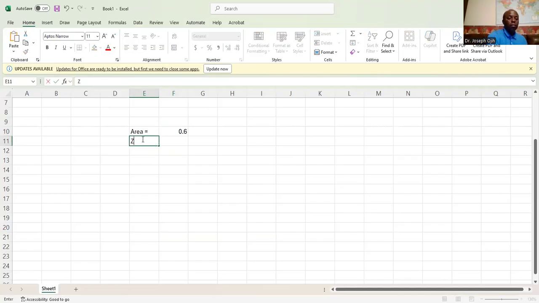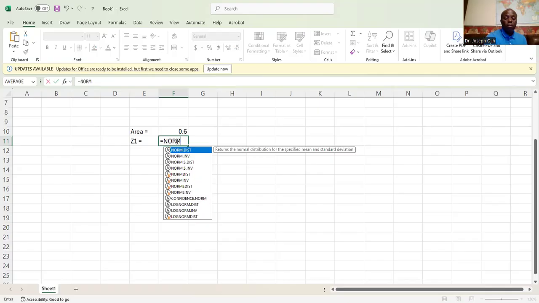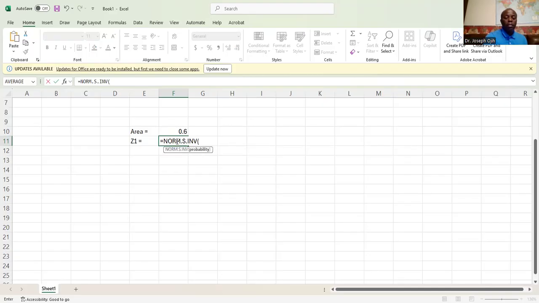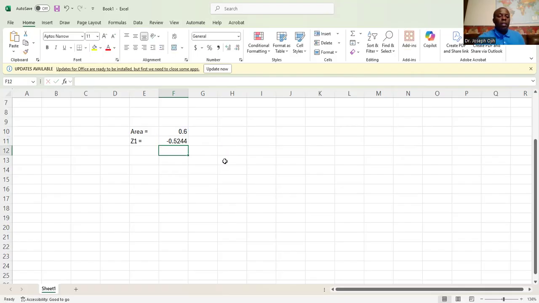So that Z1. I put equals NORM.S.INV, opening parenthesis, 1 minus, in parenthesis, 1 minus area. The area is 0.6. Over 2. Then close the parenthesis twice. So you have two opening parentheses and two closing parentheses. Press the enter key, and it gives negative for Z1.